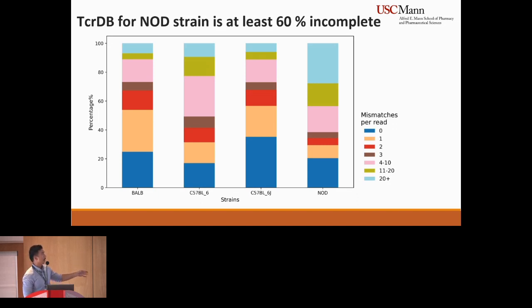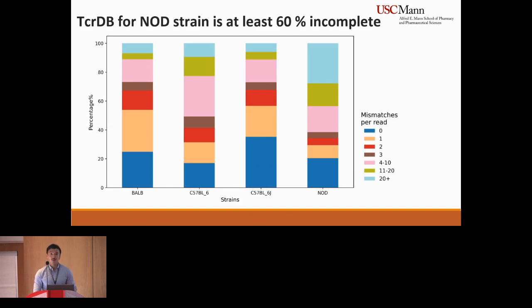Looking at this plot, we can see NOD is at least 60% incomplete. Why at least 60%? The dark blue ones are fully mapped, and that's only a little above 25%. The ones with one mismatch might be fully mapped but have some random errors in the read. So based on this, we can conclude that NOD is not that representative in the IMGT database. That's it for my current analysis of the mismatch part.